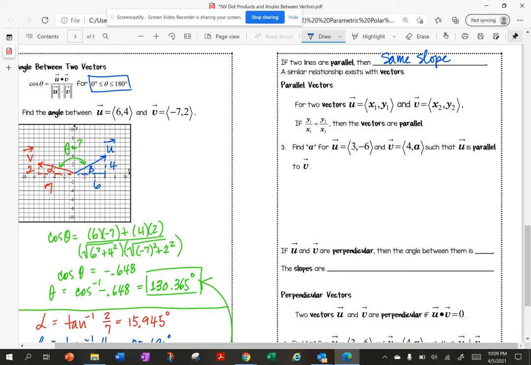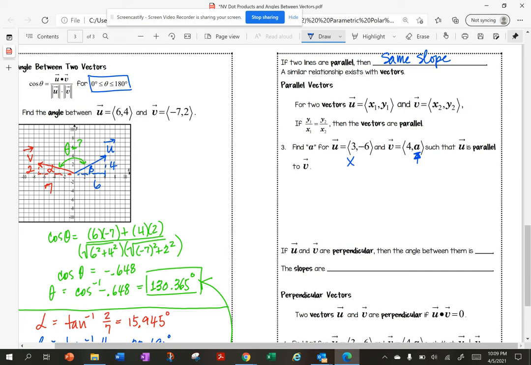So with parallel, a similar relationship exists for vectors. If I have two vectors, and if y divided by x of the first vector equals y divided by x of the second vector, then the vectors are parallel. So I want to find some value a for my vector u and vector v to make these two parallel.